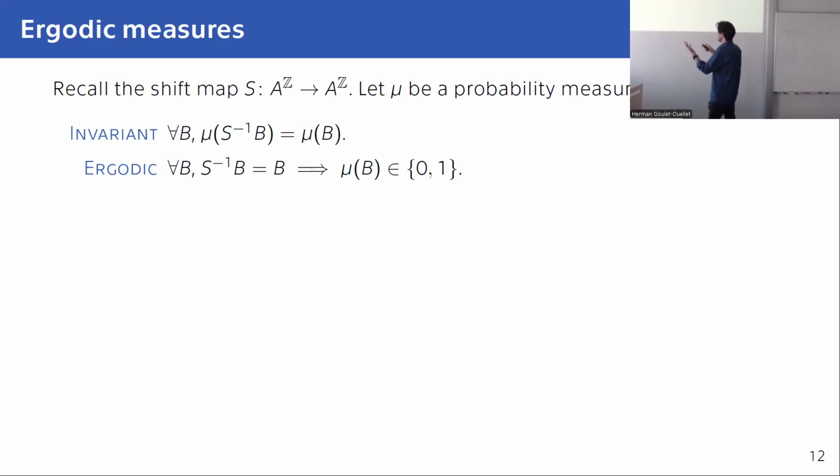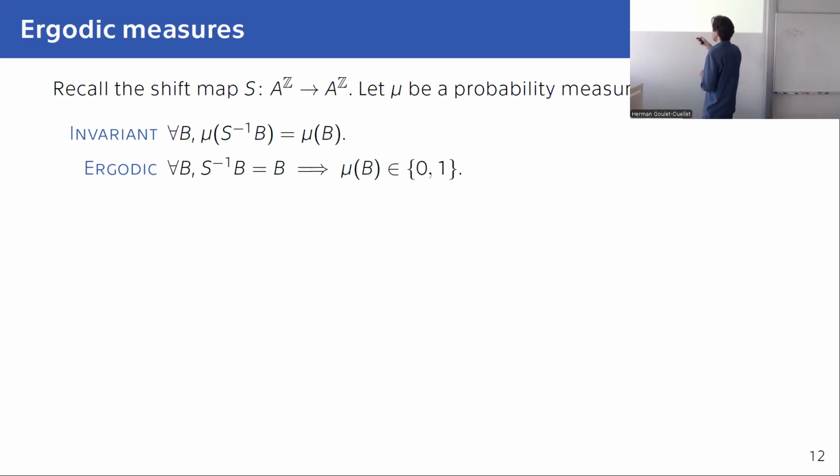So that captures the idea that shifting something doesn't change it. And by the way, the shift is in that case invertible. So we could have taken, it's the same as saying mu of SB equals mu of B. But it's customary to put the S inverse there. Why is it invertible? Because we're working on A^Z. The shift is just shifting everything by one rank, and you just have to shift it in the other direction.